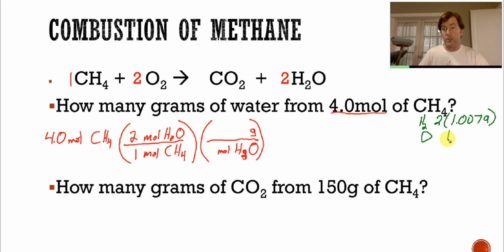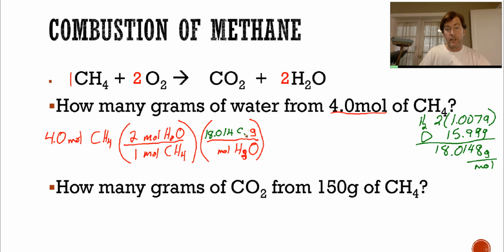We have 1 oxygen, from the periodic table it's 15.99 grams, and we would end up with 18.0148 grams per mole. That's the molar mass of water. That's the number that's going to go here, 18.0148 grams. Now, to finish this off, I see my moles of water crossing off, and I'm left with grams of water, which is what I wanted.